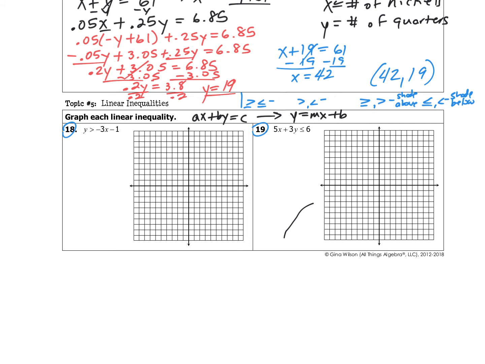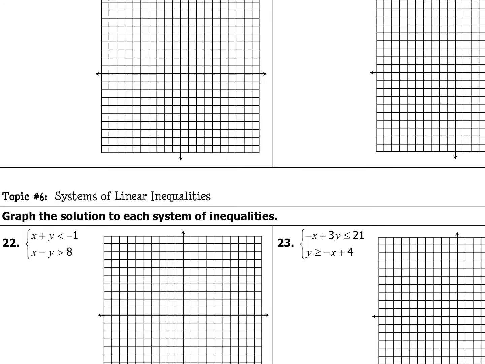I didn't even think of it till now. What I should have put was a solid line, and greater than or less than is a dotted line. That's what I meant. Okay. All right. Sorry about that. Let's go on to number 20.